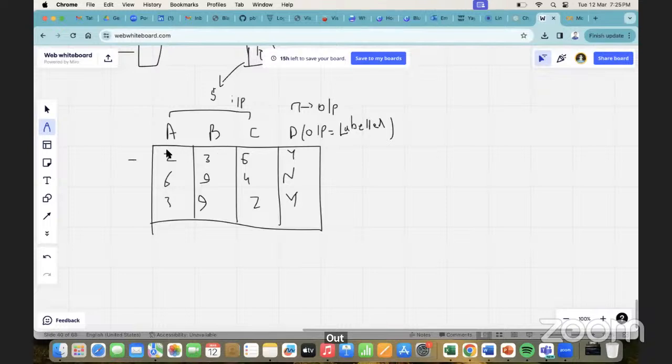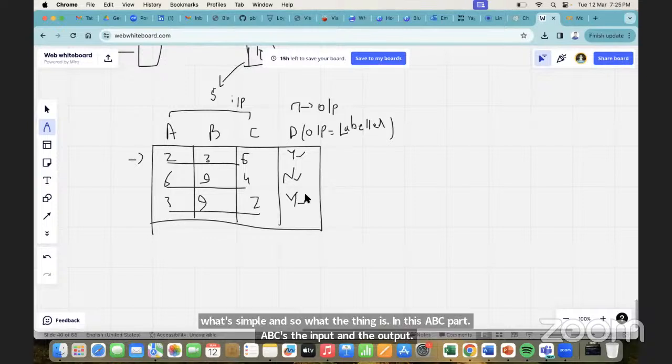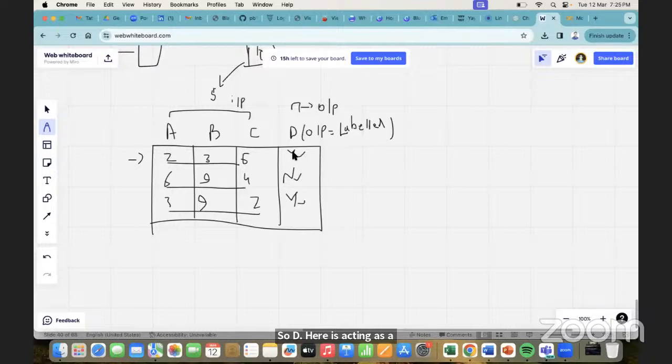So this is the past data of one project, in which input is there and output is there. This output is acting as a supervisor now. If this is the input 2, 3, 6, this is the output. If this is the input 6, 9, 4, this is the output. If this is the input 3, 9, 2, this is the output. The meaning is very simple and sober. ABC is the input and D is the output, so D here is acting as a supervisor.